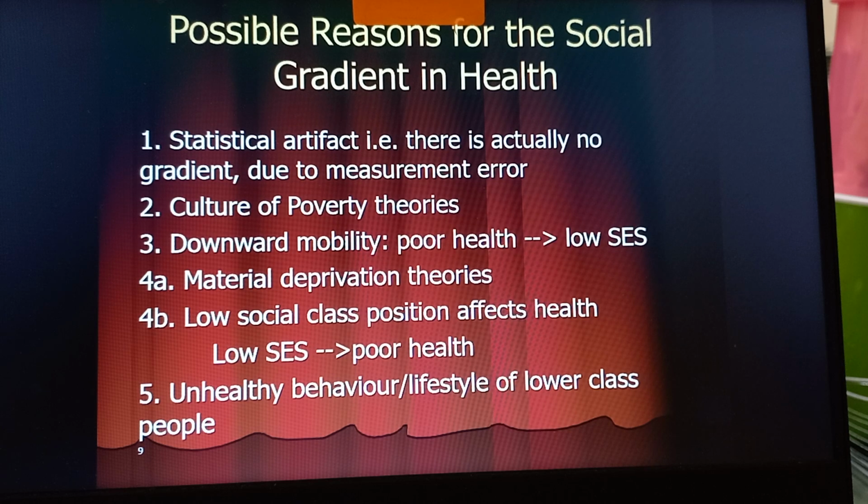Another possible explanation is unhealthy behavior or lifestyles of lower class people. We know that lower class people tend to smoke at higher rates, right? They may also drink alcohol at higher rates. They are less aware of healthy lifestyles. Their nutritional patterns may be poorer, and so on.